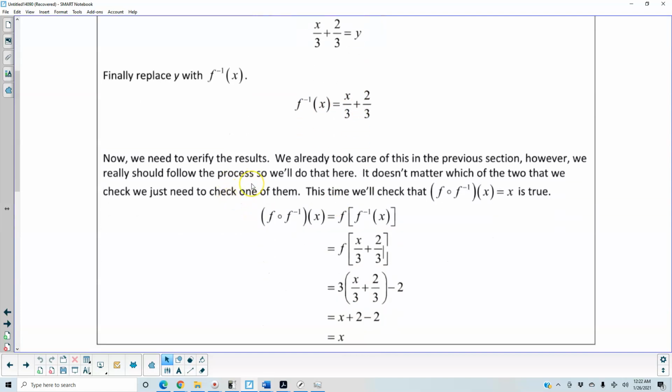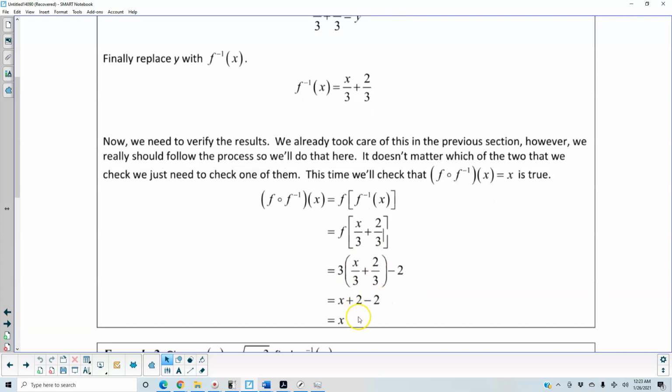Now, we need to verify the results. We already took care of this in a previous section. However, we really should follow the process, so we'll do that here. It doesn't matter which of the two that we check, we just need to check one of them. This time, we'll check that f composite f inverse of x is equal to x is true. So f composite f inverse of x means f of f inverse of x, and we found f inverse of x to be x over 3 plus 2 over 3. And then we're going to plug that into the function f. So we get 3 times x over 3 plus 3 times 2 over 3 minus 2, which gave us x plus 2 minus 2, which gave us x.